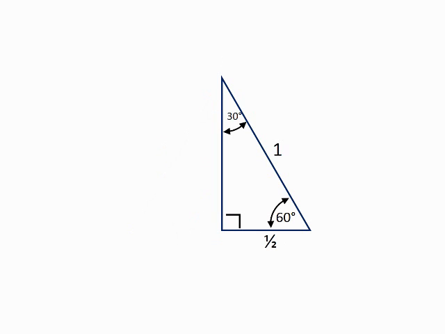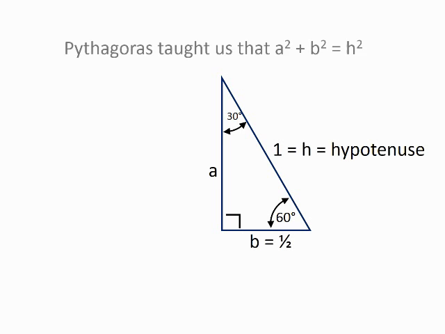We know that the side opposite the right angle is called the hypotenuse. And let's call the base B. We don't know the length of the vertical side yet, so let's call it A. Pythagoras taught us that a squared plus b squared equals h squared. Solving for a, we get a is equal to the square root of h squared minus b squared.